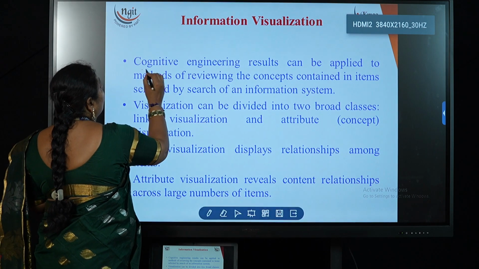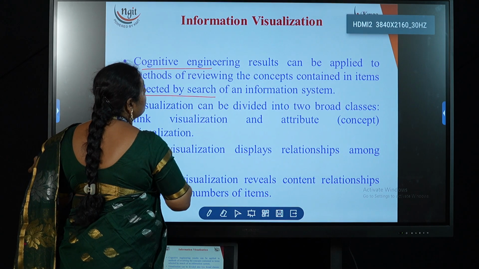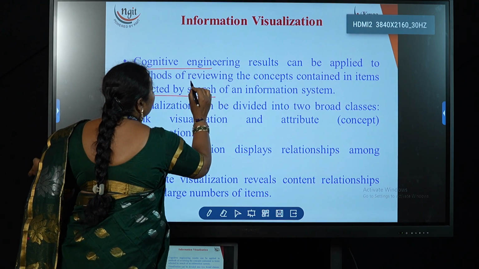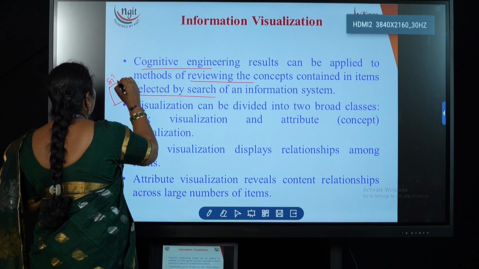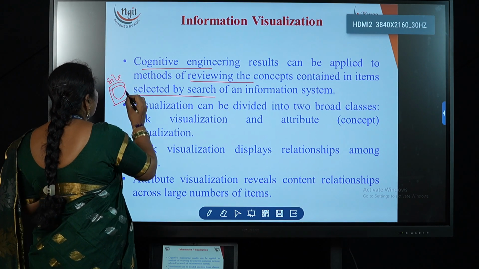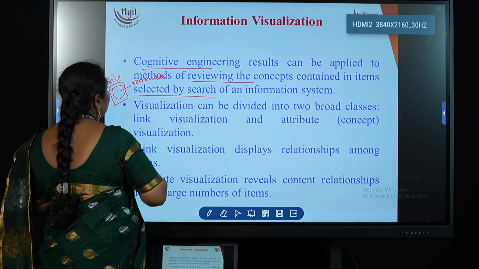So this particular cognitive engineering will help in order to remember selective search information system and review the concepts very easily which are built in your site. Okay, if this is very colorful, I can easily remember that. Oh, okay, this was the data I have browsing.